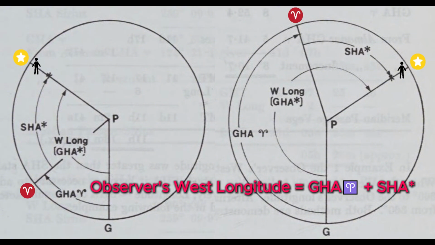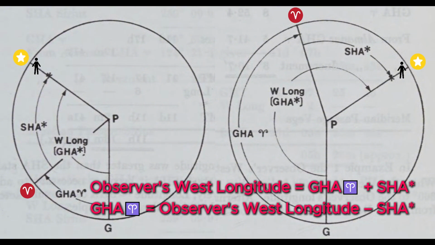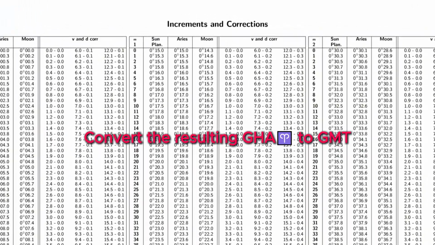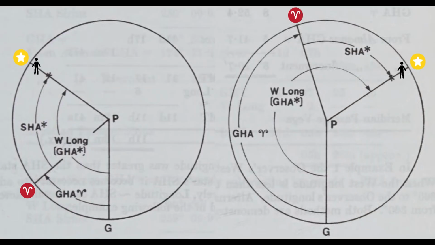To calculate the local mean time of meridian passage, rearrange the equation to solve for Greenwich hour angle Aries. Convert the resulting Greenwich hour angle Aries to time using the incremental tables found in the Nautical Almanac. Adjust the obtained Greenwich mean time for the observer's longitude to derive the local mean time of meridian passage.